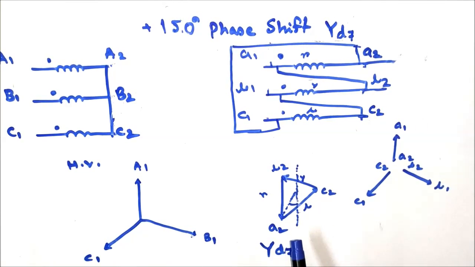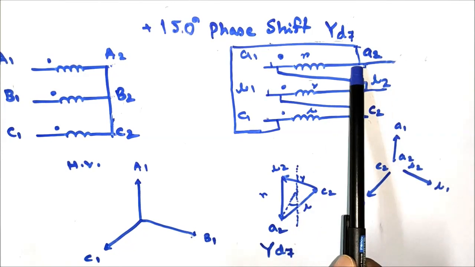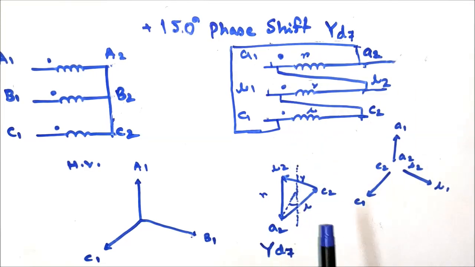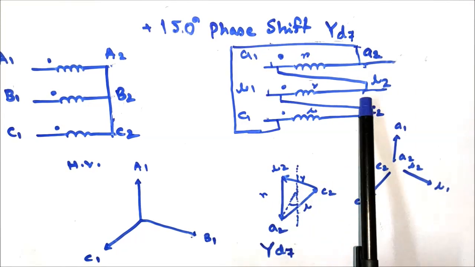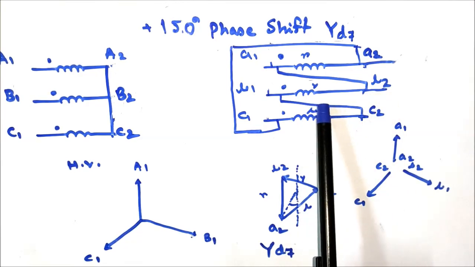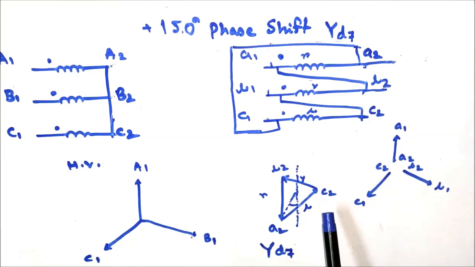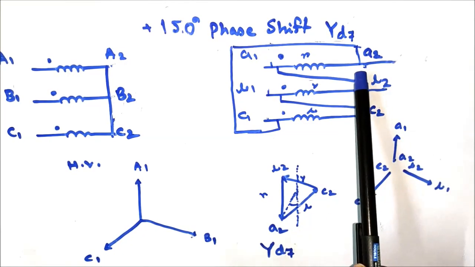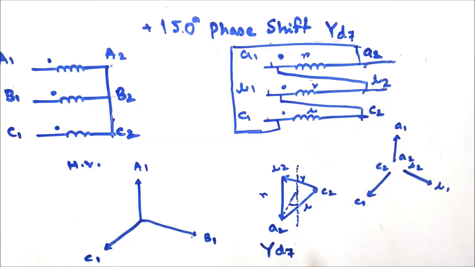So you can see, in between A2 and B2, where A2 is a connection terminal, there exists the red phase of the winding. In between B2 and C2 there exists the Y phase of the winding, and in between C2 and A2 there exists the blue phase of the winding.